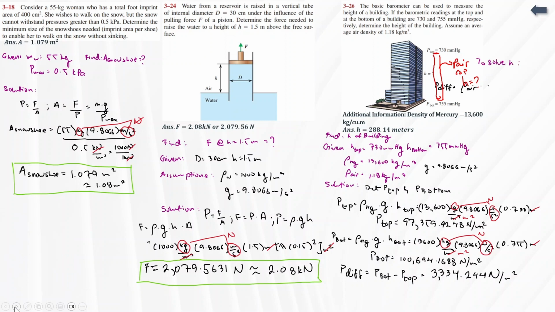Solve for h. The pressure difference will be density of air times acceleration due to gravity times h. Rearranging that equation, h equals the pressure difference divided by density of air times g. And we will get, so cancel, 288.4.